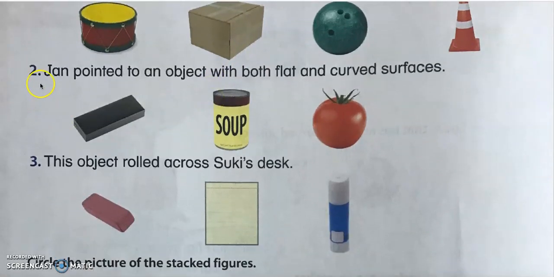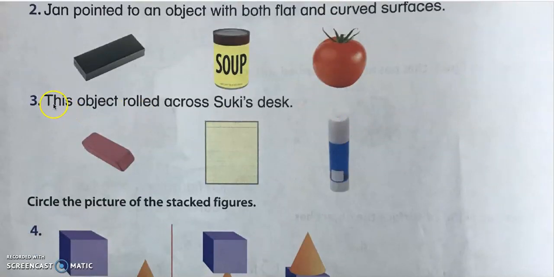Let's read the second clue. Jen pointed to an object with both flat and curved surfaces. With both flat and curved. That's our clue. Let's find an object that has both flat and curved. Which one? Yes, the container, right? The small container that says soup. And this one has flat and curved. This one only has flat surfaces. Tomato has only curved surfaces.